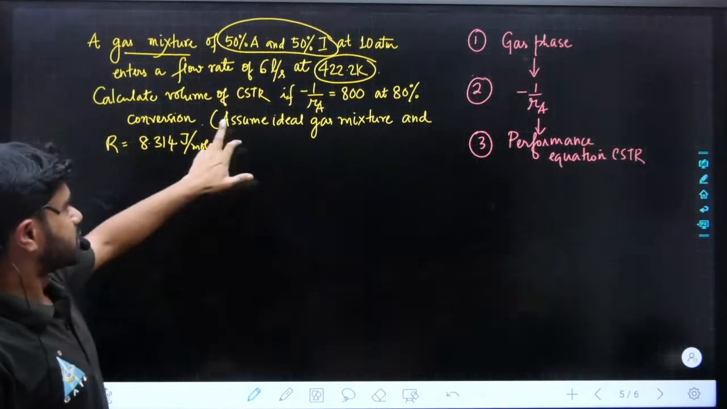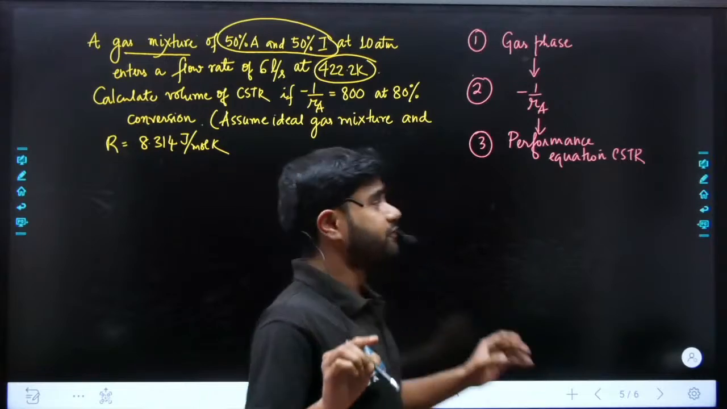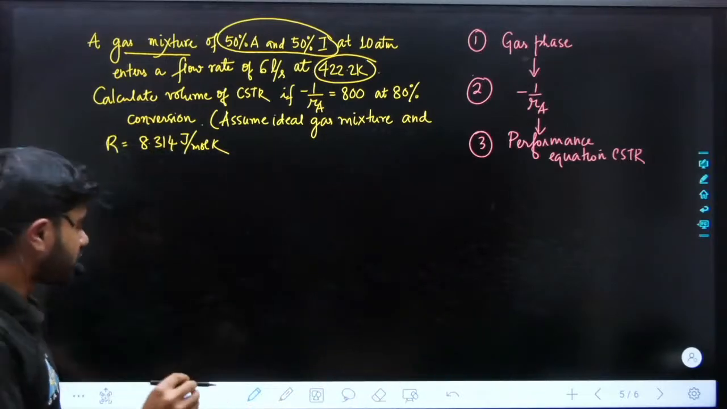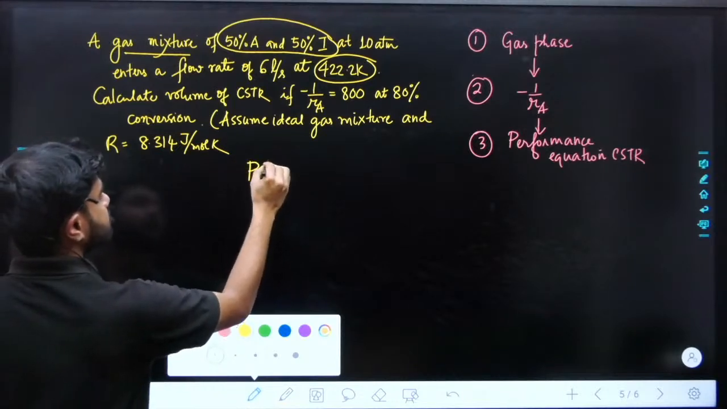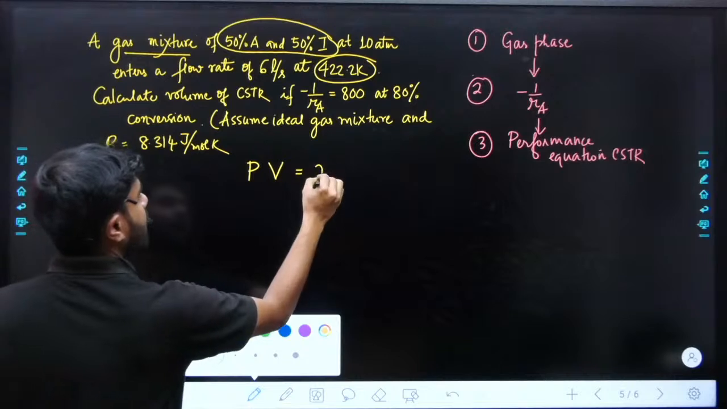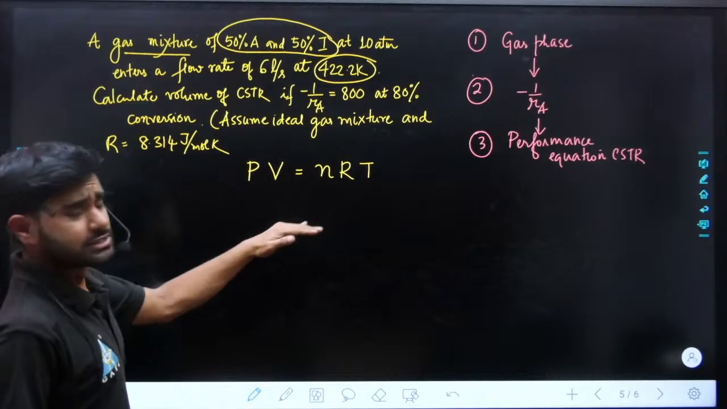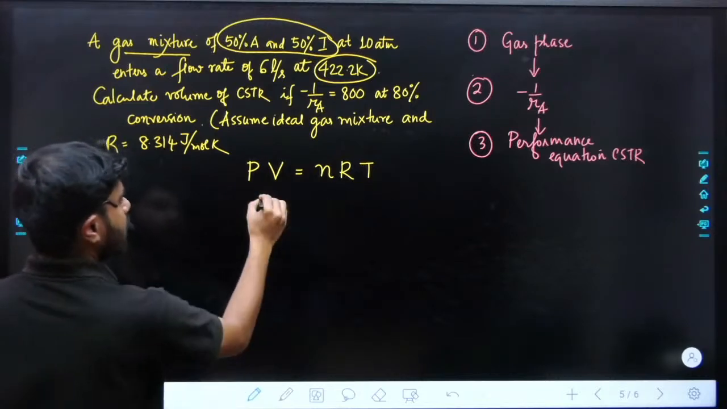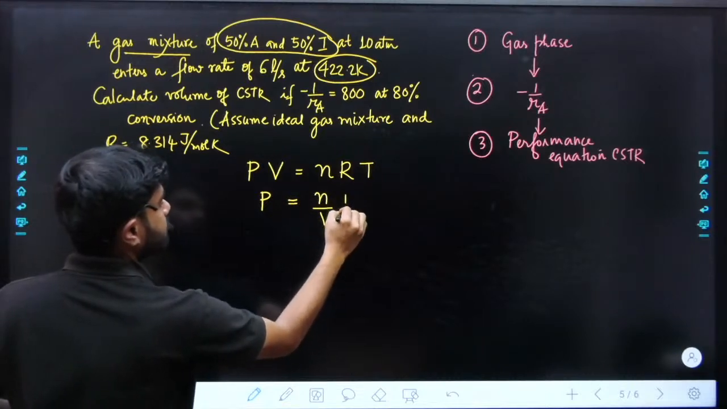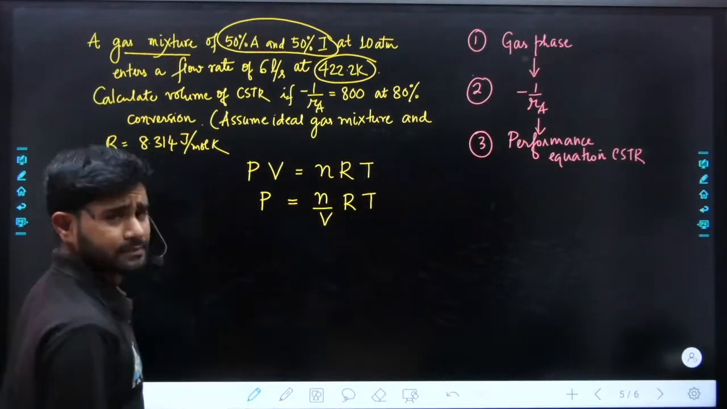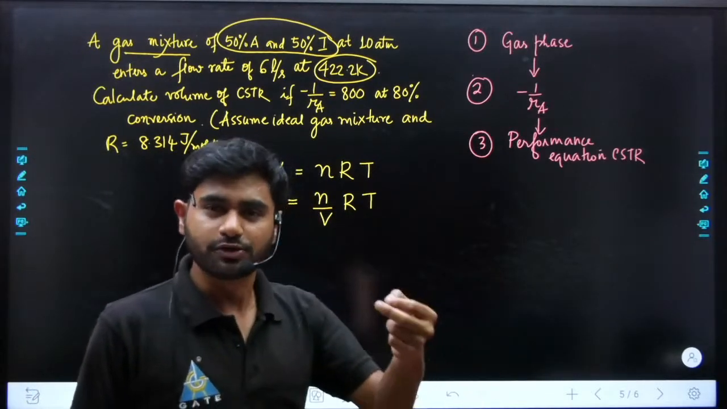Now first we need to assume that the gas mixture is ideal. This will be the first step: ideal gas mixture is given. So if it is an ideal gas, we write PV equals nRT. We know this fact, right? Now we need to manipulate it. We write P equals N by V times RT. This N by V represents concentration, because moles per unit volume is concentration.